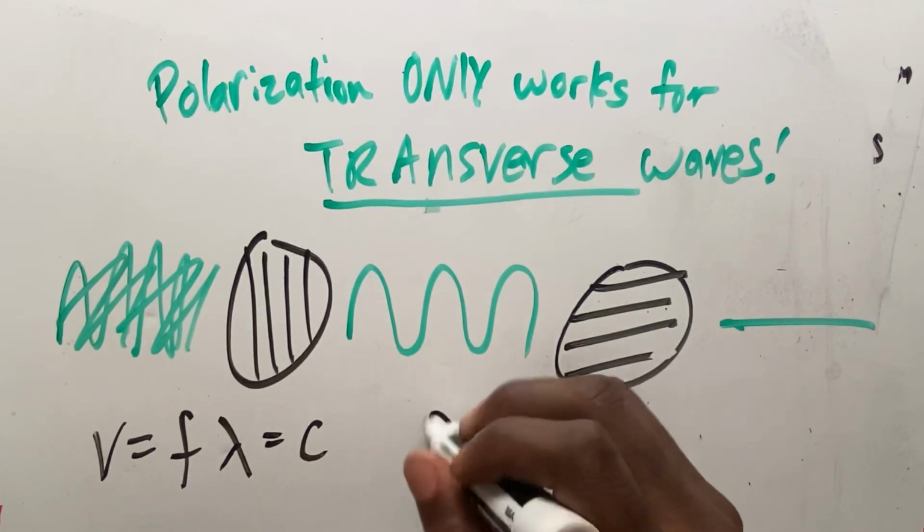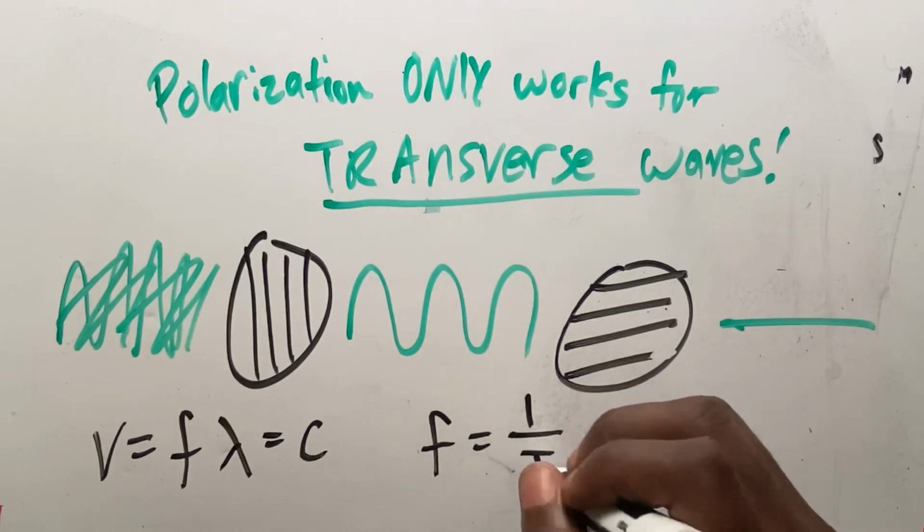What else? Oh, frequency is equal to 1 over the period T.